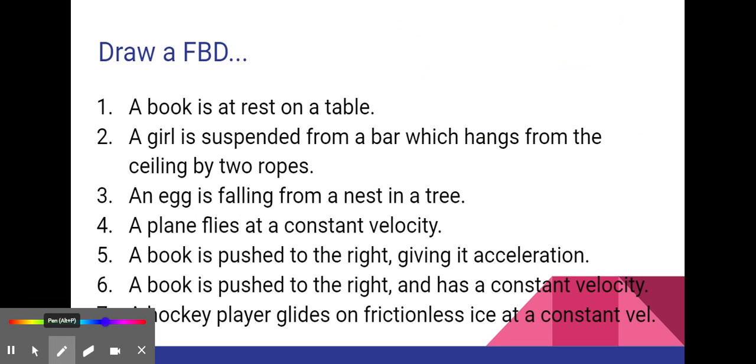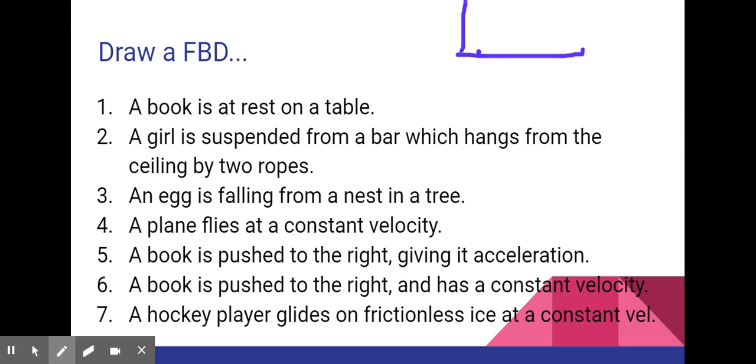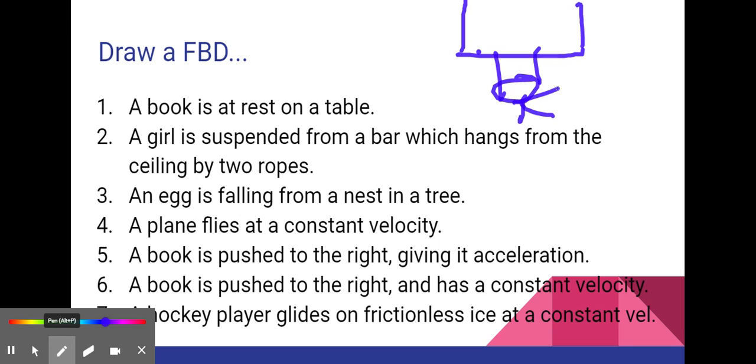Okay, a girl is suspended from a bar which hangs from the ceiling by two ropes. So here's a bar, here are two ropes, and here's the girl doing some sort of somersaulty thing. Oh, she has arms up there. I don't know why I drew more arms. It's okay. She has extra arms. We could all use a little extra in that area.